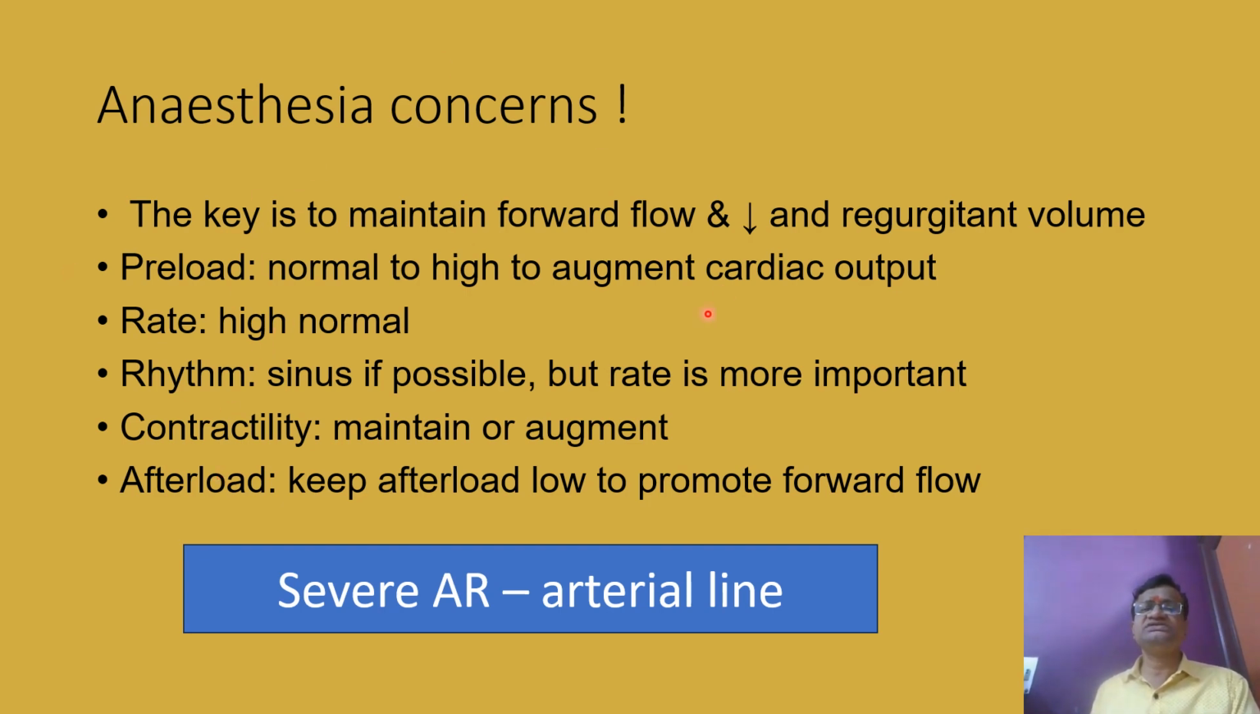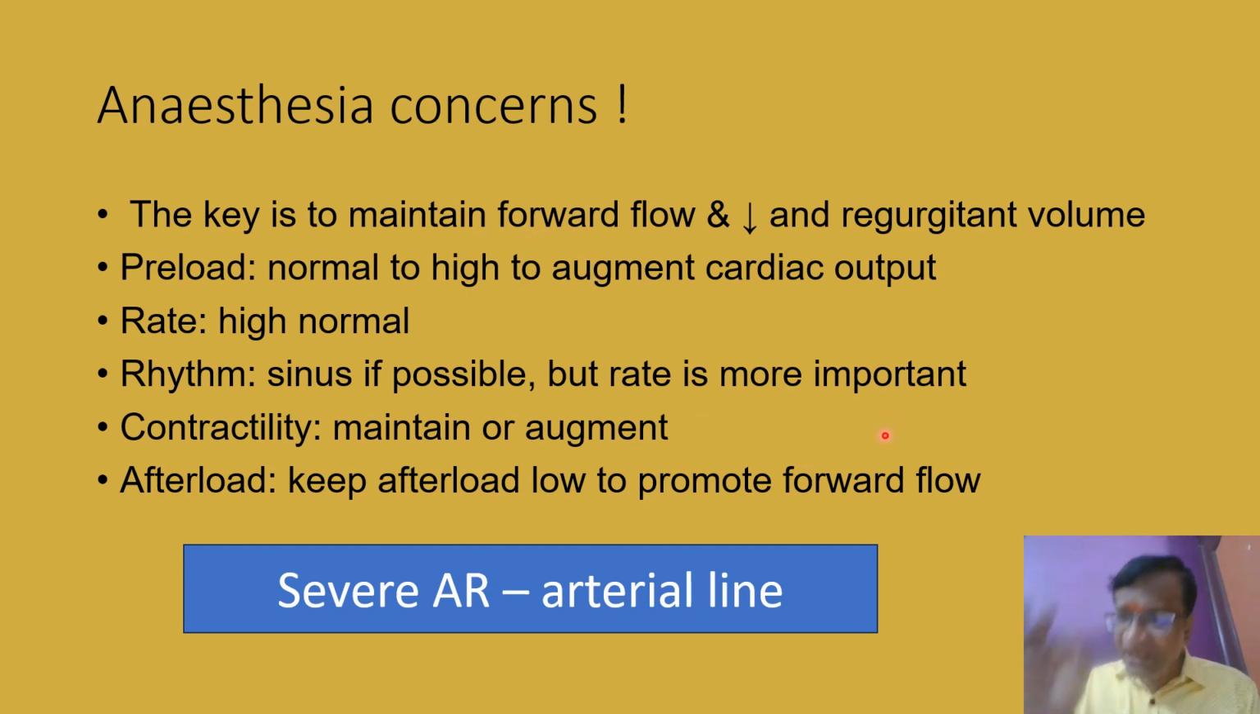The anesthesia concern is to maintain the forward flow and decrease the regurgitant volume. That is the problem. We have regurgitation, and we want to decrease the regurgitation. Preload should be normal or high, augmented. Give a little higher. Keep the heart rate at 90 to 95. Rhythm should be sinus if possible, but the rate is more important.